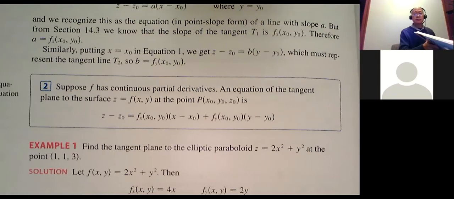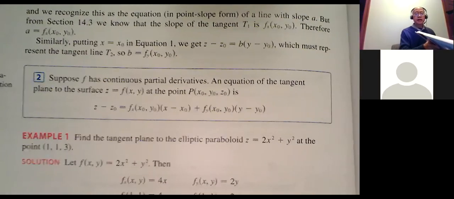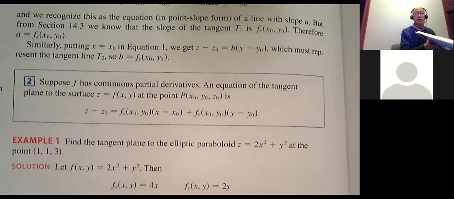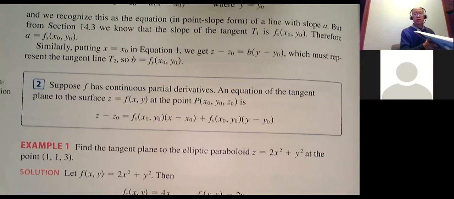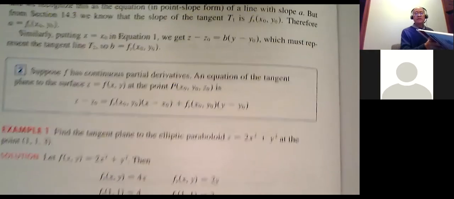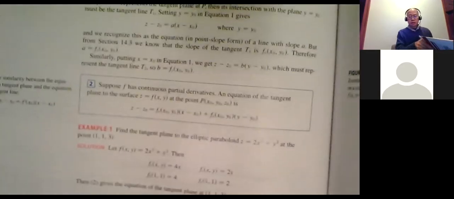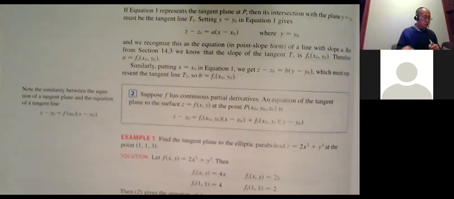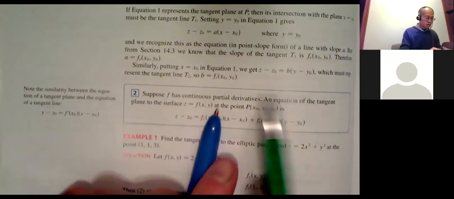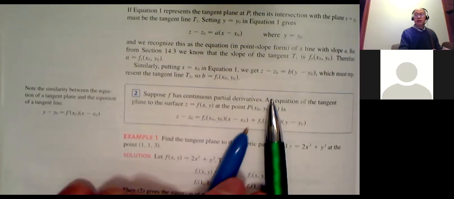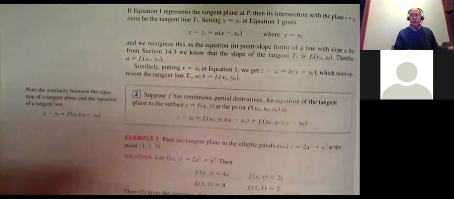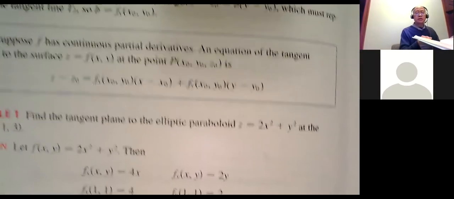z minus z0 equals fx, the derivative with respect to x, at (x0, y0), times (x minus x0), plus fy at (x0, y0), times (y minus y0). In fact, in my opinion, it's easier to not even have these. Just write z minus z0 equals fx times (x minus x0) plus fy times (y minus y0). In other words, just leave off the (x0, y0) in parentheses.